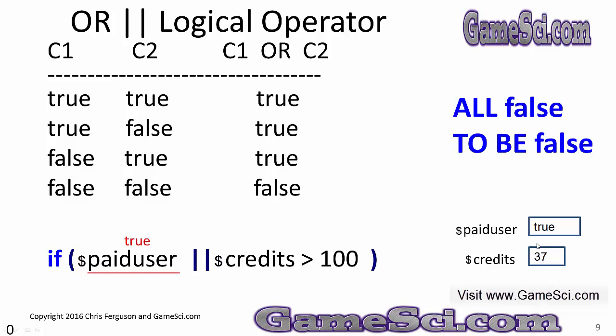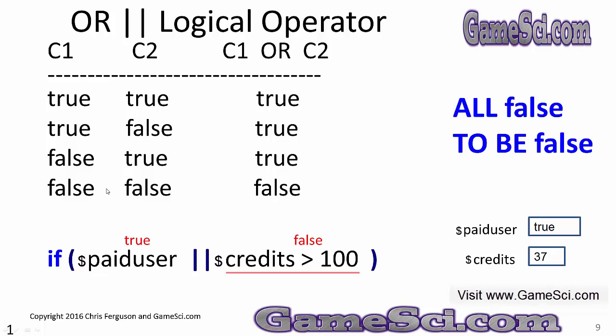So I've set up a couple of variables here. Paid user is set to true. Credits is set to 37. And let's run these values through our more complex if statement. Paid user is a Boolean variable. Whatever's in the Boolean variable, true, will be the result of this Boolean variable paid user. Credits greater than 100: 37 greater than 100 is a false statement, so the other side of the OR is false. However, OR is not so picky.